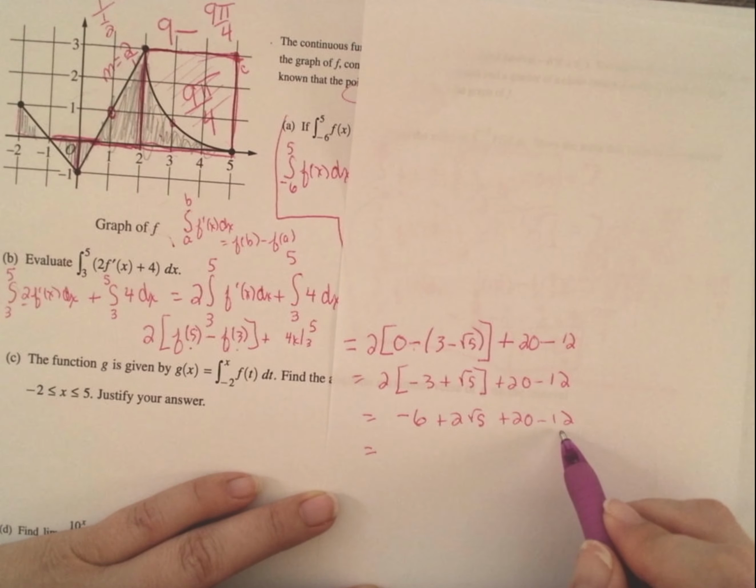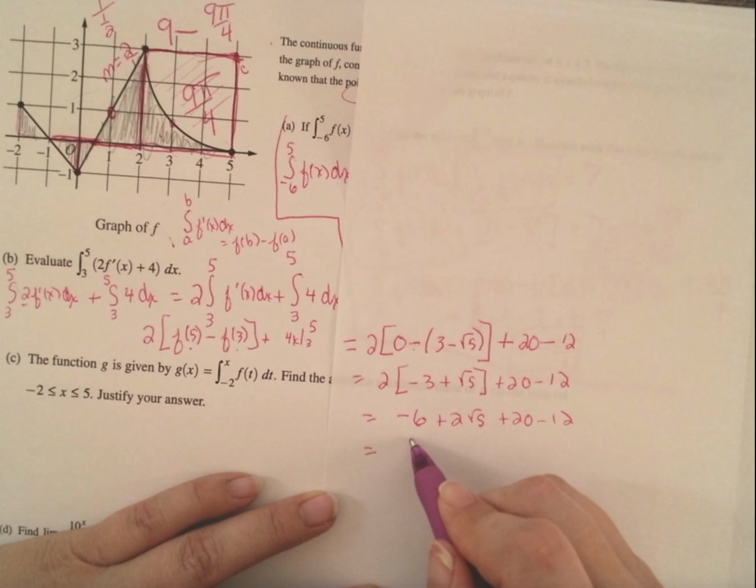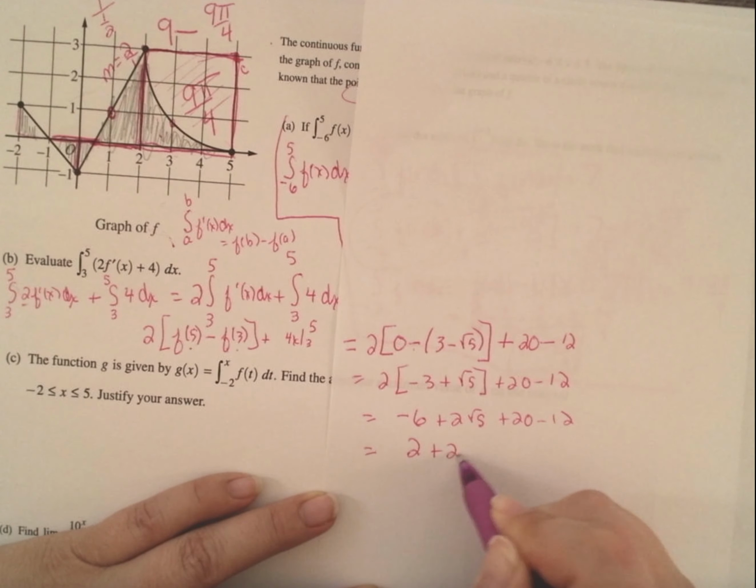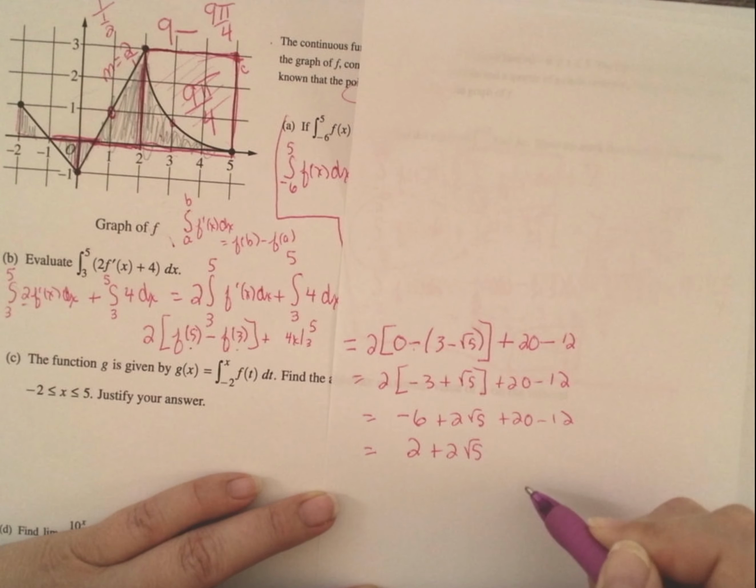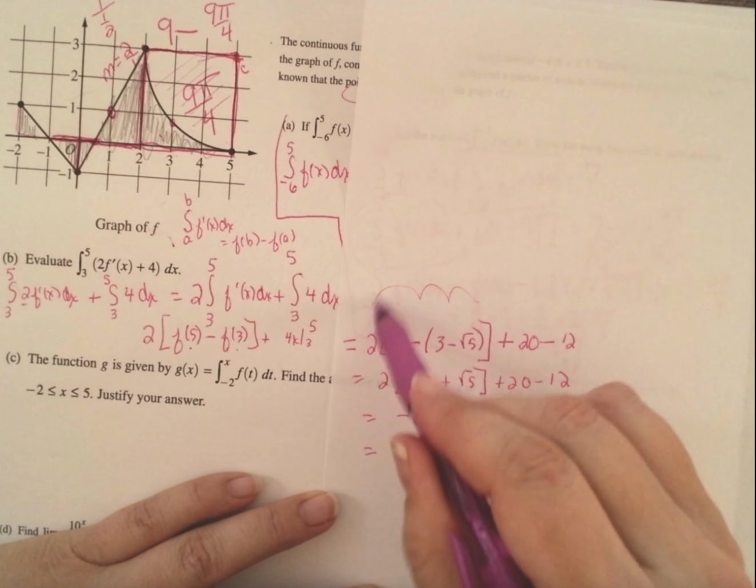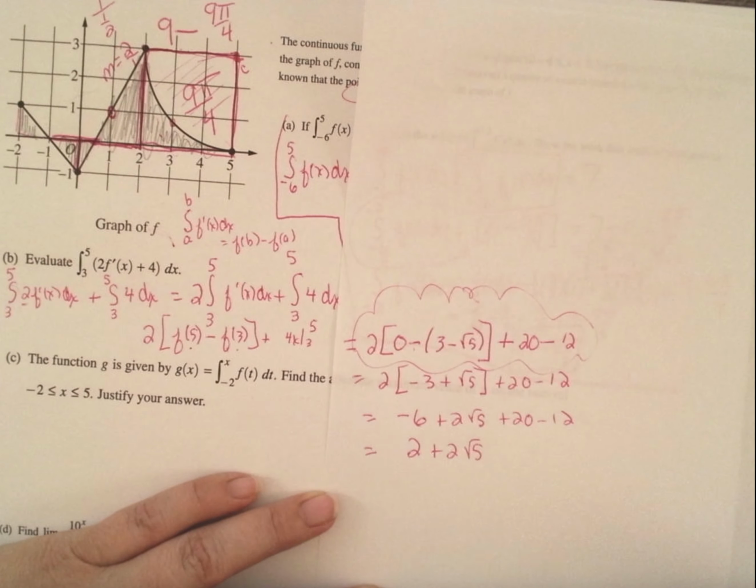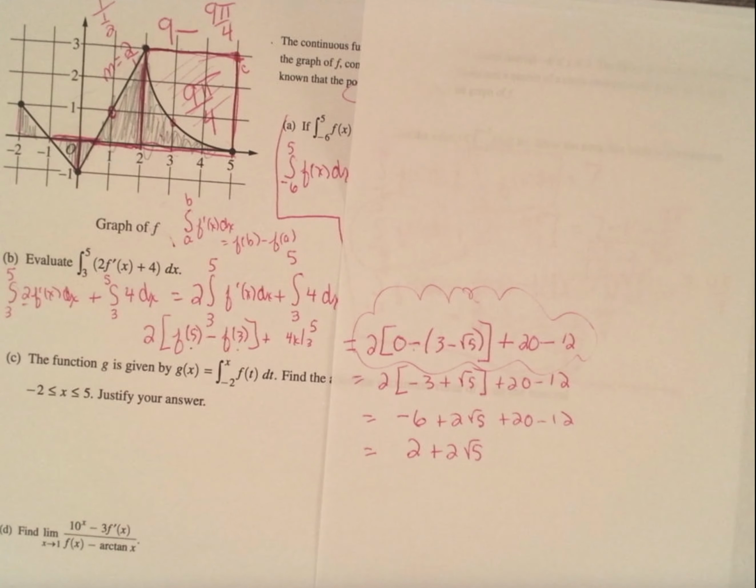So 20 minus 12 is 8, minus 6 is 2, so I get 2 plus 2 radical 5. And in the interest of time though, you could have stopped right here and not finished. In fact, I suggest you consider doing that on your exam to save time, because you're going to have very limited time this year on your exam. You have to submit the question before time expires, or they're not going to take your question. So I would stop there unless you're done and you have time to do it, but I certainly wouldn't.